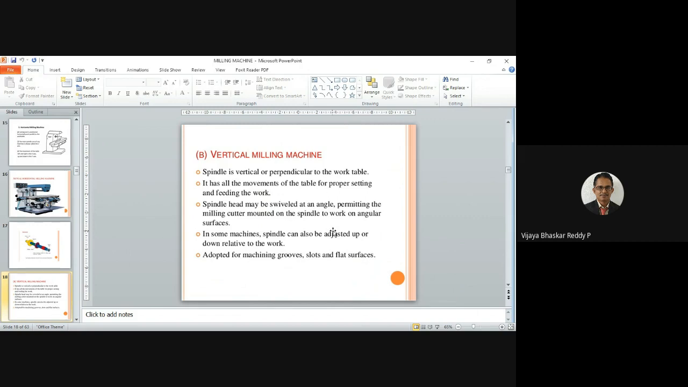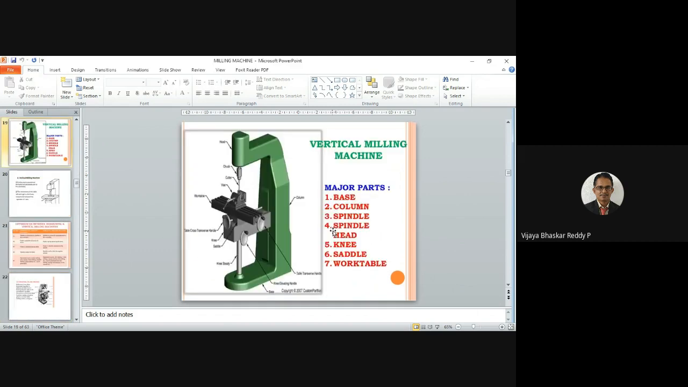The spindle head may be swiveled at an angle, permitting the milling cutter mounted on the spindle to work on angular surfaces. In some machines, the spindle can be adjusted up and downwards. These tools are adapted for machining grooves and slots, and we can also obtain flat surfaces. This is what is called a vertical milling machine.